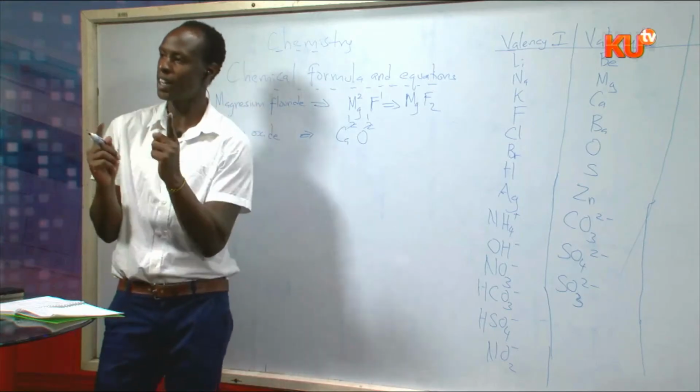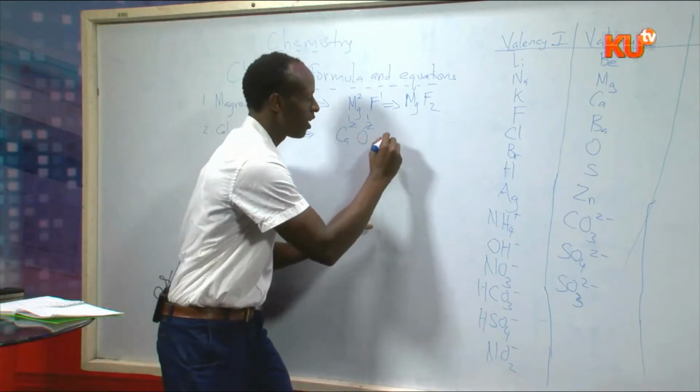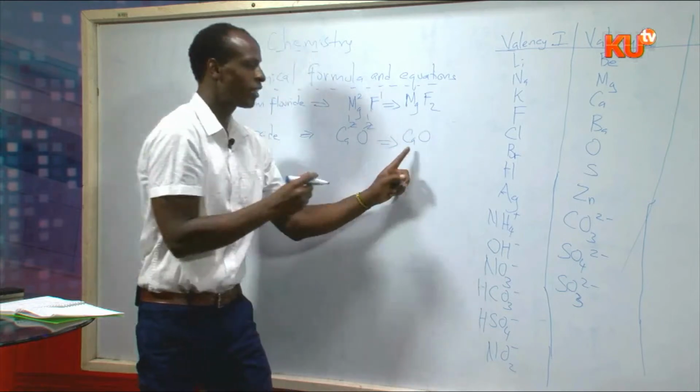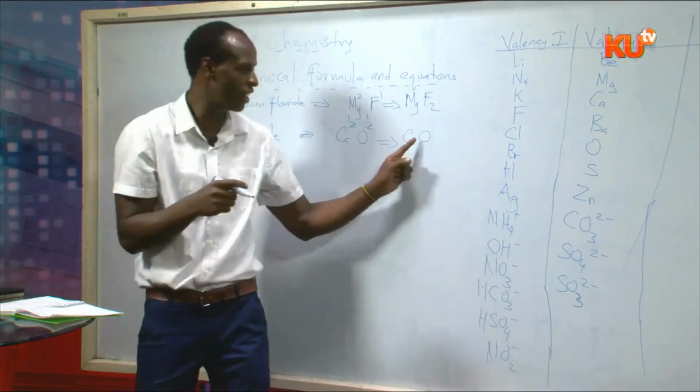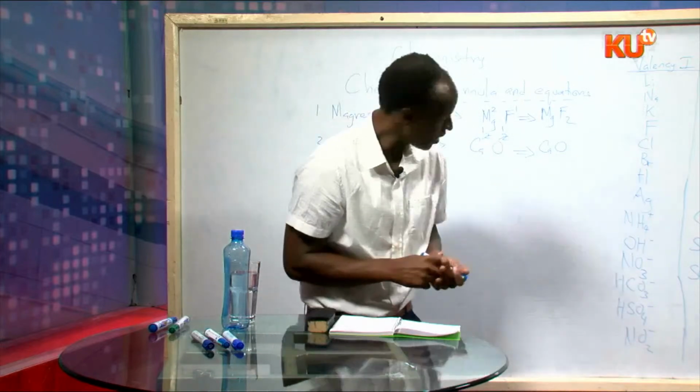So it means calcium and oxygen will bond in a ratio of 1:1. So now the formula will just be CaO. If it's a 1, we don't need to write 1 at Ca, because we already see that it's 1 calcium. Let me give you another example.